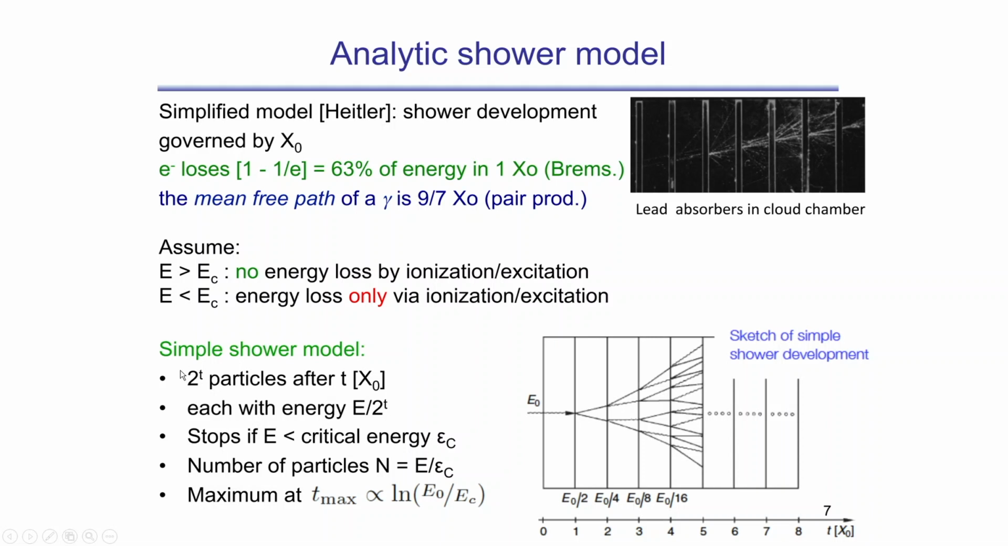That is, after T radiation lengths, we have 2 to the T particles, with each energy E over 2 to the T. This process stops if the energy of an individual particle falls below the critical energy, EC, at which ionization losses dominate over radiative losses. The number of particles is given by the total energy divided by the critical energy, and the maximum for this process occurs at a position approximated by log of E0 over EC.